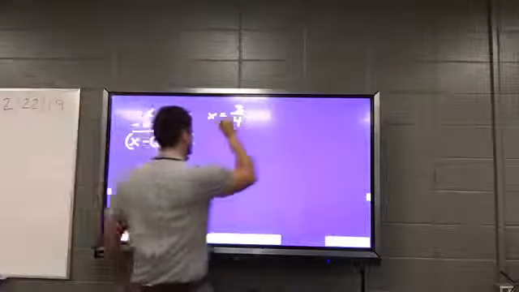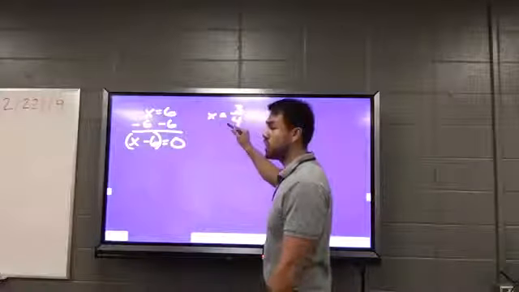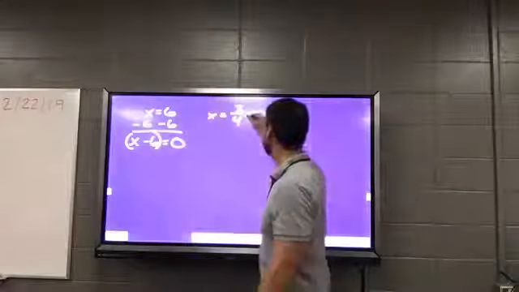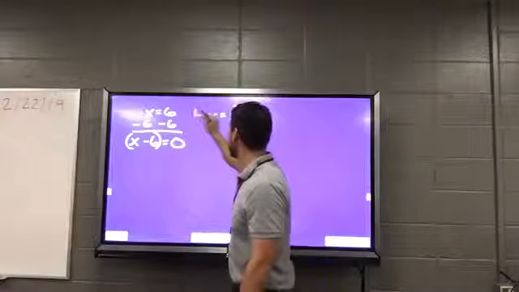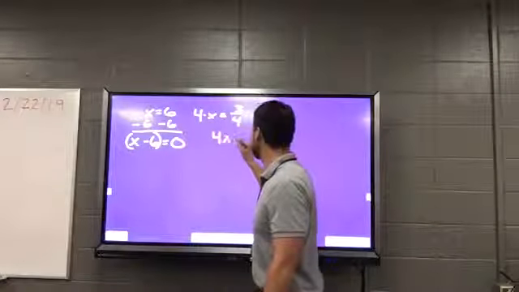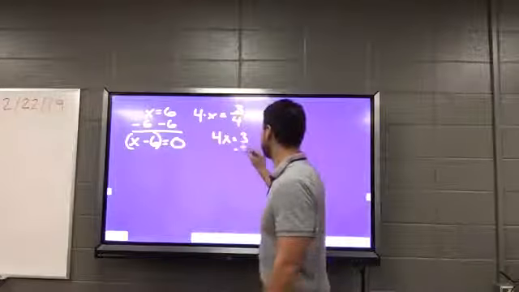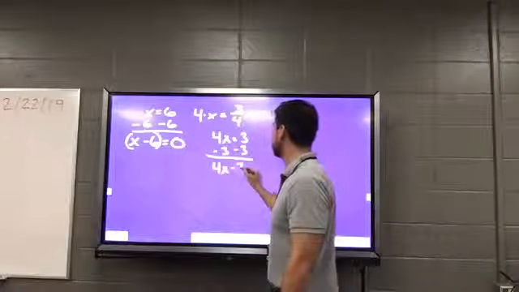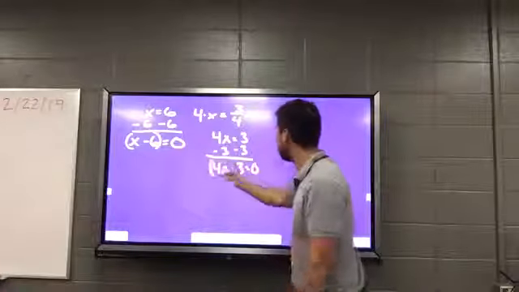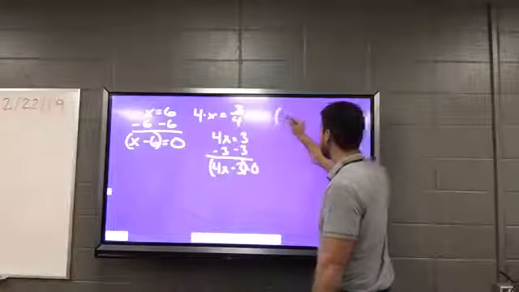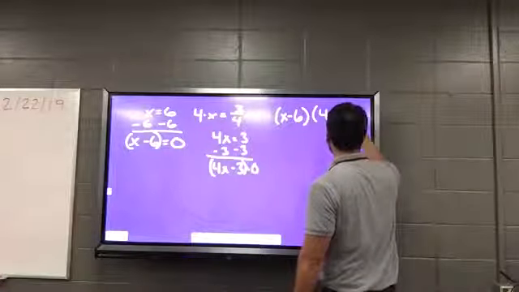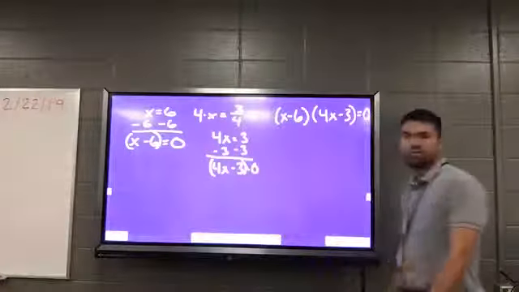So here, you could subtract 3/4. You're left with x minus 3/4. You don't want that. But if I multiply both sides by 4, I'm left with 4x equals 3. And then I subtract 3 from both sides, and I get 4x minus 3 equals 0. So now I have my second binomial. What do I do with the first binomial and the second binomial? FOIL it.